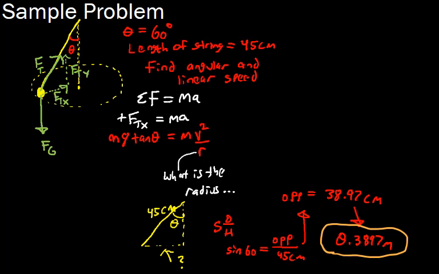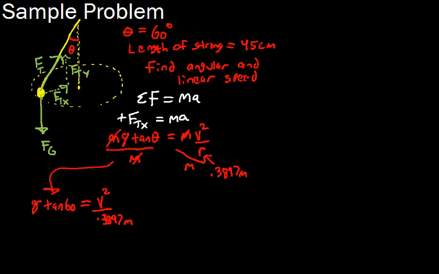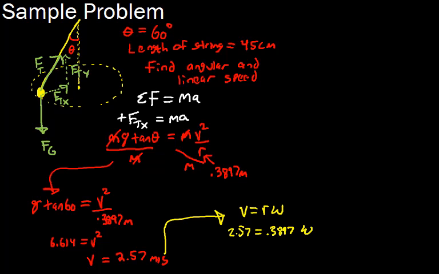So why don't you go ahead and pause the clip, calculate the linear speed and the angular speed, and then you can hit play when you're ready to check. Okay, so we've got that in there. Mass will cancel from both sides, and we'll solve for our linear speed, 2.57 meters per second. That's how fast it'll be going. And then we can get our angular speed, which would be 6.6 radians per second.